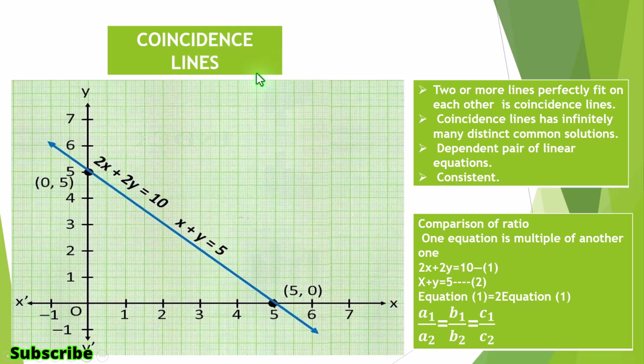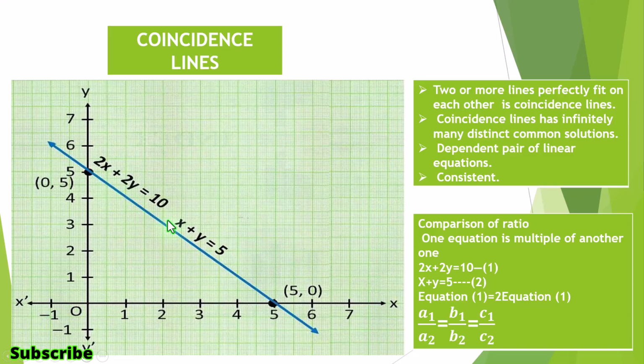Next, coincident lines. Coincident lines are two or more lines that fit perfectly on each other. Coincident lines have infinitely many distinct common solutions. Here this point 1 and 4 is a solution. 2 and 3 is also a solution. 3 and 2 is also a solution. 4 and 1 is also a solution. Infinitely many solutions are there.